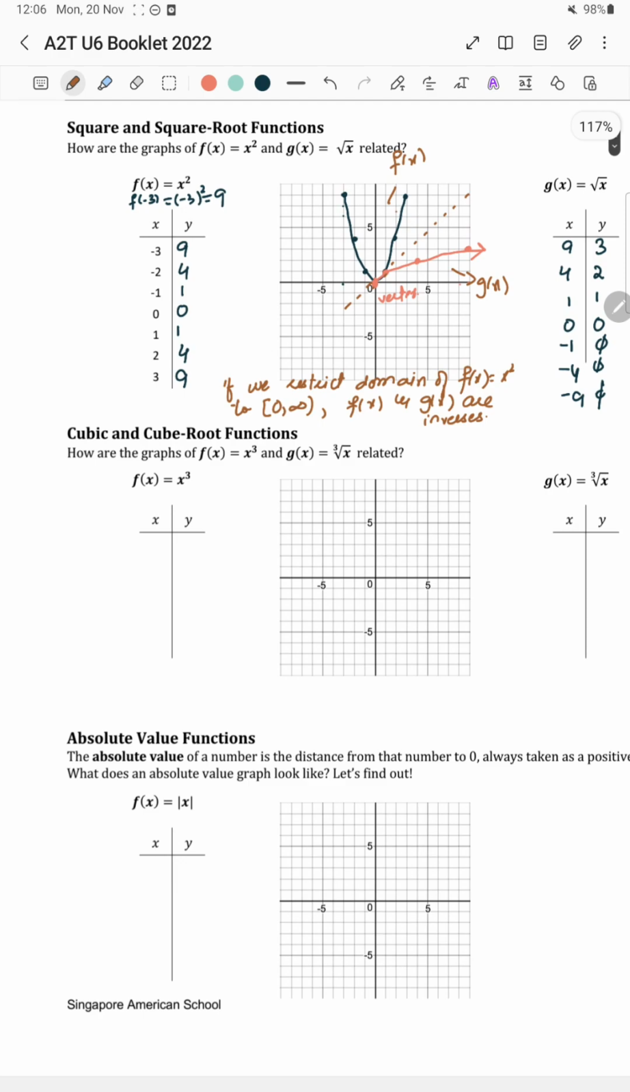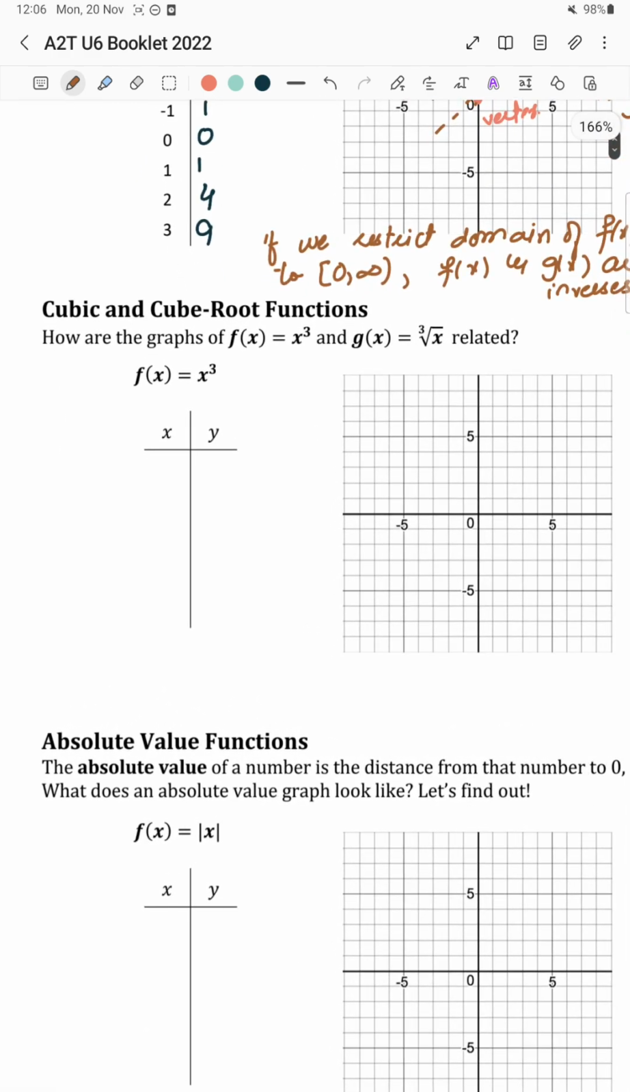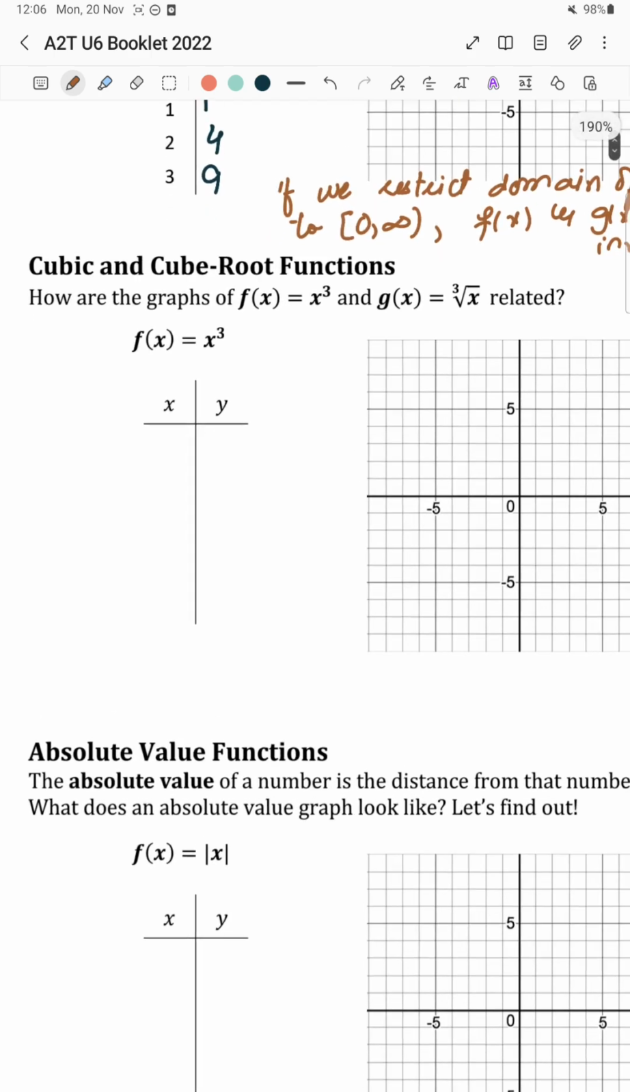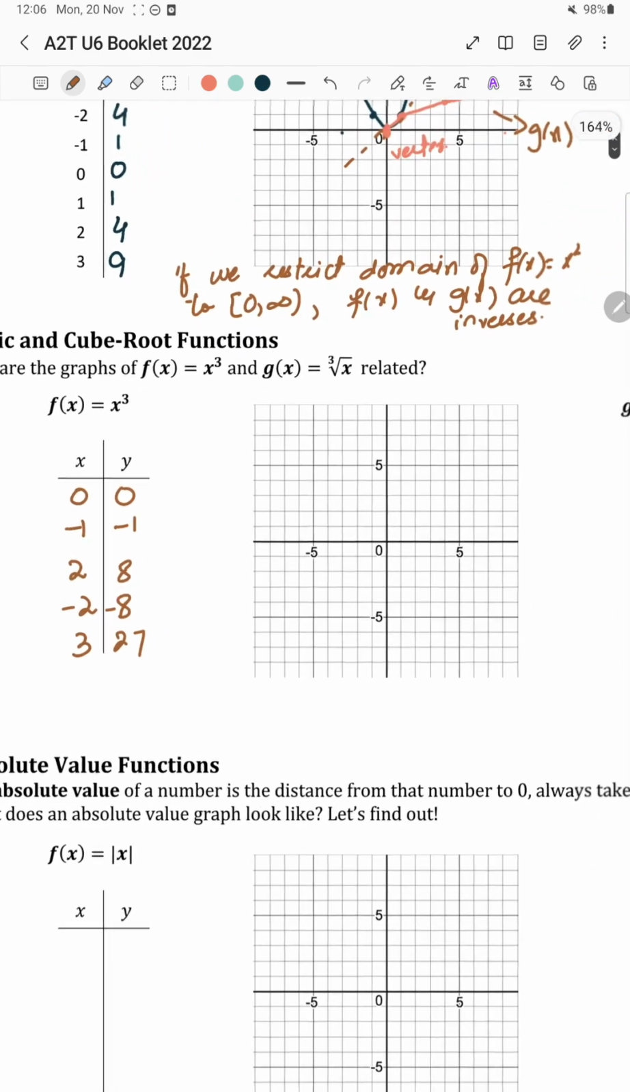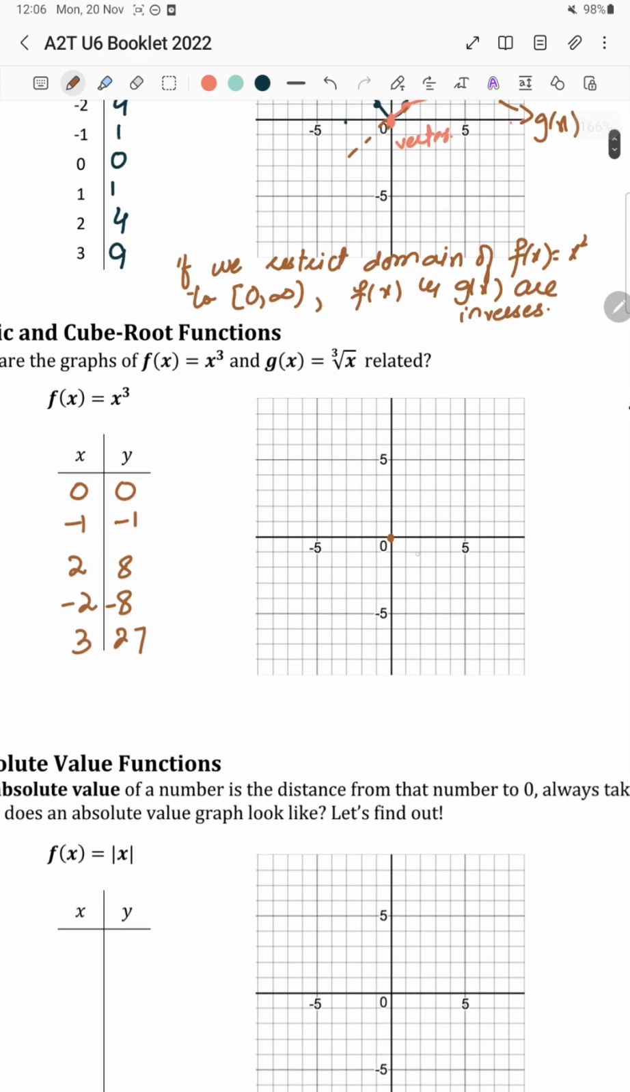Okay, cubic and cube root functions. f of x is equal to x cubed, g of x is equal to cube root of x. Okay, so let's take x is equal to 0, negative 1, 2, negative 2, 3. The cube of 0, the cube of negative 1, the cube of 2, the cube of negative 2, 27.